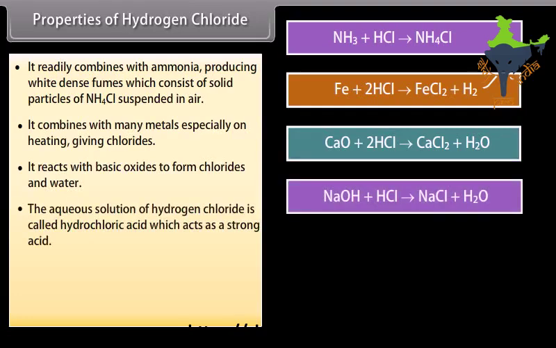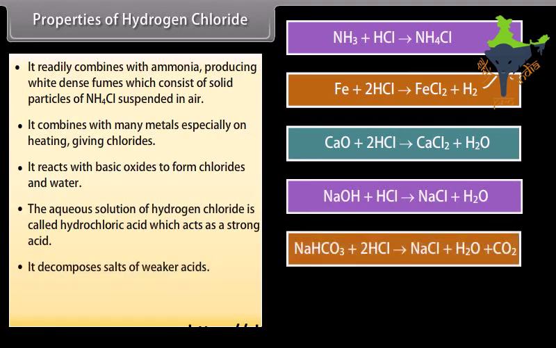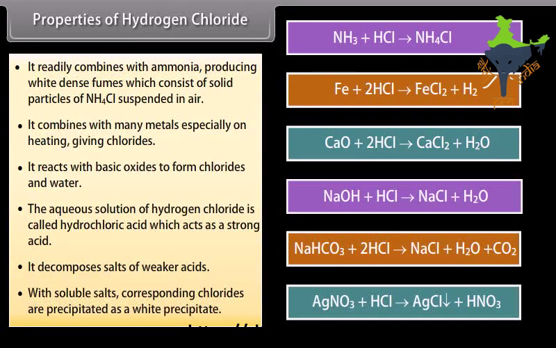The aqueous solution of hydrogen chloride is called hydrochloric acid, which acts as a strong acid. It decomposes salts of weaker acids. With soluble salts, corresponding chlorides are precipitated as a white precipitate.